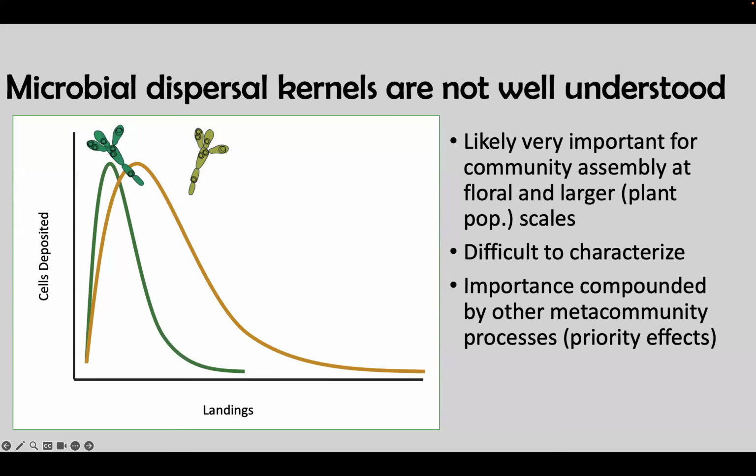And I think the importance is compounded by other metacommunity processes. So Tad Fukami at Stanford has shown that priority effects, for example, are really important in these metacommunities. So who gets to a flower first really predicts who gets to win in that competition. If you're first, you tend to grow really well, and in a lot of cases have a competitive advantage over any other microbes that come after you. And so I hope that you think that these dispersal kernels are important. That's one of the metacommunity processes that could shape assembly.